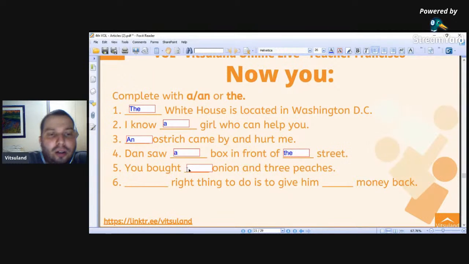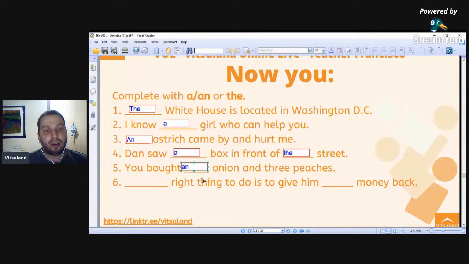You bought an onion and 3 peaches. Okay, so in this case, we have onion. An onion and 3 peaches, because we have a vowel sound here, an onion. So we're going to say an onion. All right, very, very good.